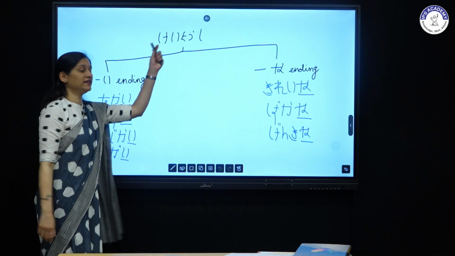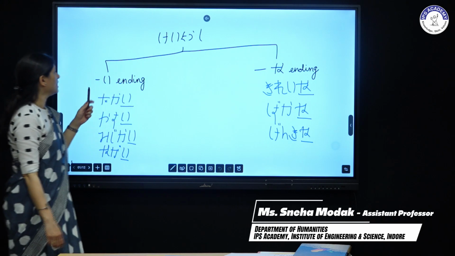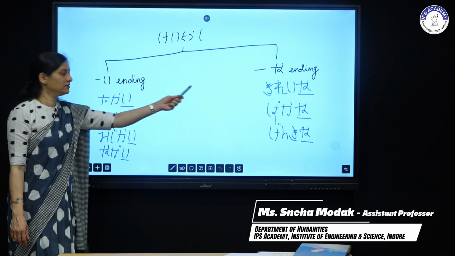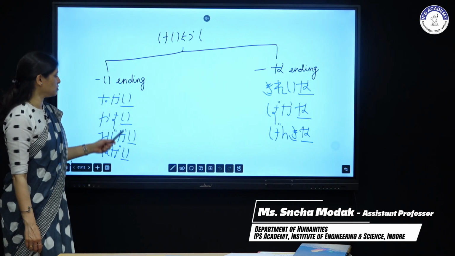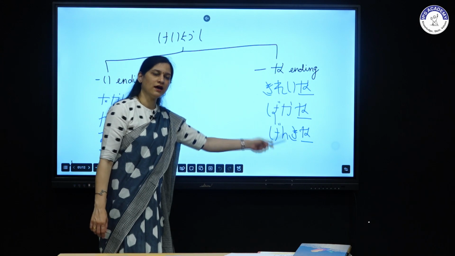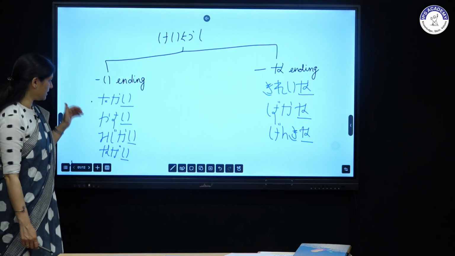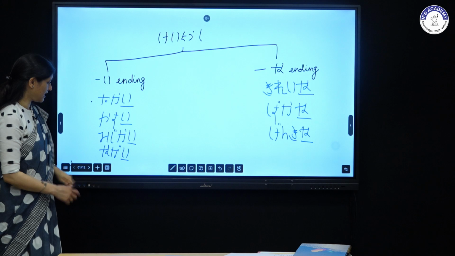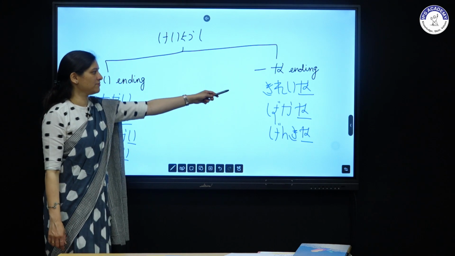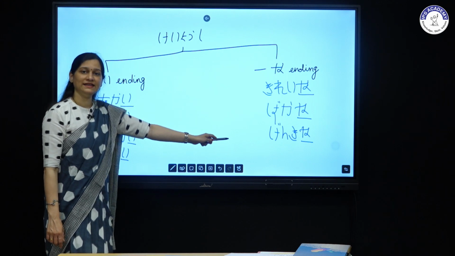So we started with keiyoshi, meaning adjectives. Yes. So there are two types of adjectives, i ending and na ending. I ending, they end with i alphabet. Na ending, they end with na alphabet. So the examples are takai, yasui, mijikai and nagai. For na ending adjectives, the examples are kirei na, shizuka na, genki na.